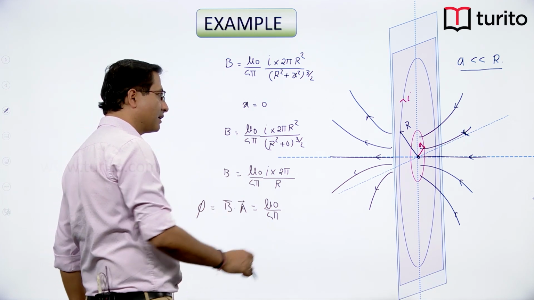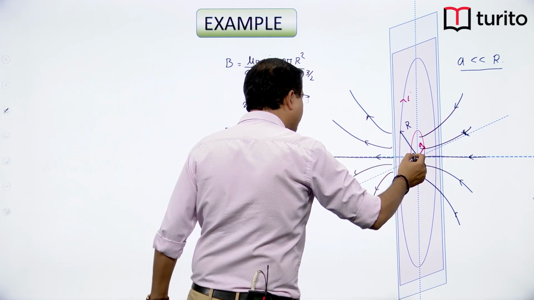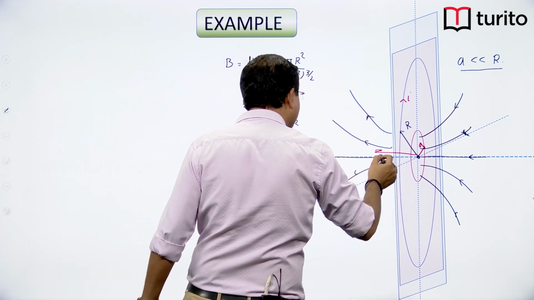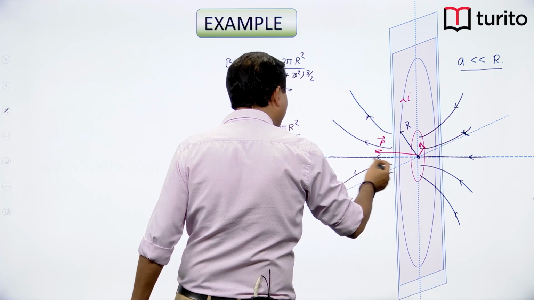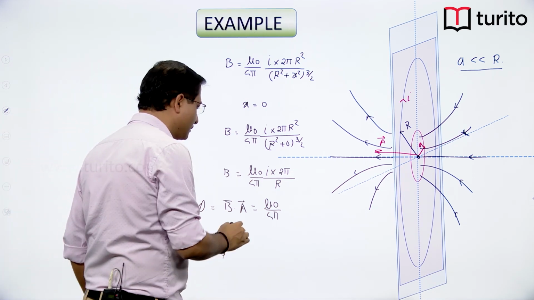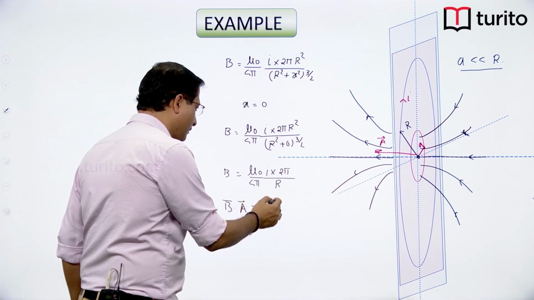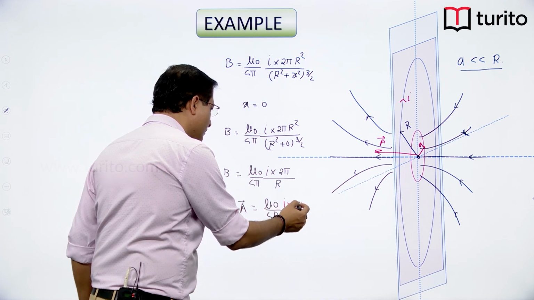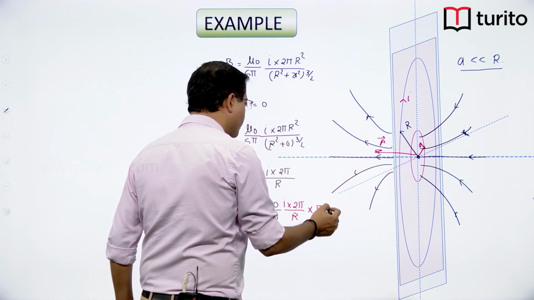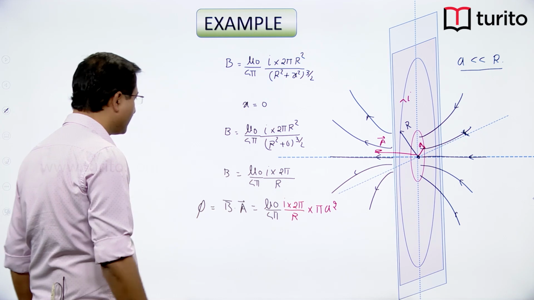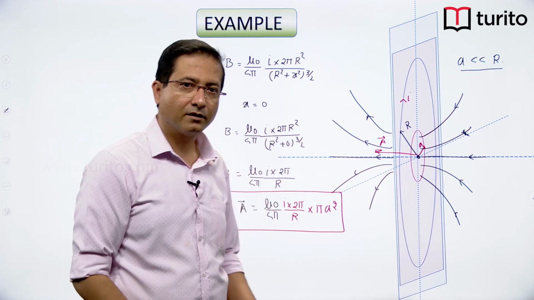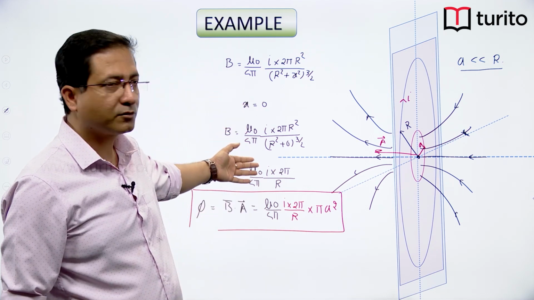As the area vector of this one and the magnetic field are both in the same direction, the area vector for this ring will be like this, and you can see the magnetic field is coming in the same direction. Dot product, mod B mod A cos 0. So, mod B is, and the area of this one is pi A square, and this is the flux associated with the ring. So, this is the procedure we need to follow.